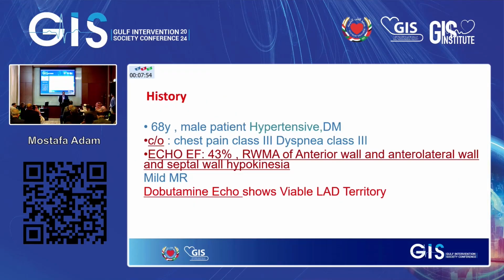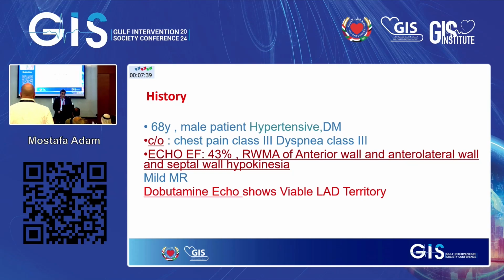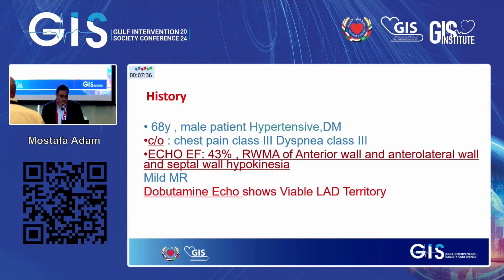Our patient is a 68-year-old male, hypertensive, diabetic, complaining of chest pain and dyspnea. Echo shows ejection fraction 43%, with regional wall motion abnormality: anterior, anterolateral wall and septal wall hypokinesia. Dobutamine echo shows viable LAD.